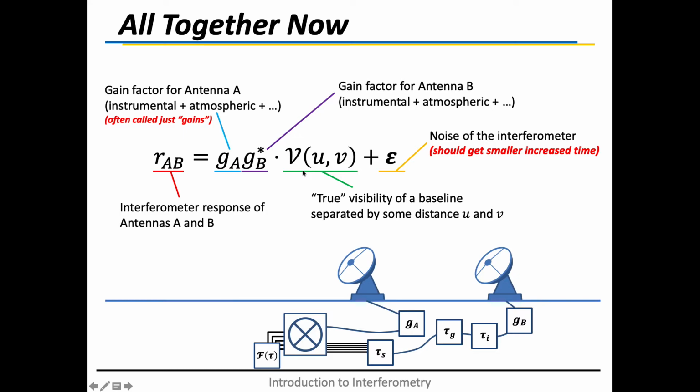That is, it's the Fourier transform of the sky given some position U and V, where U is the separation of two antennas in the horizontal direction, and V is the separation in the north-south direction. Plus epsilon. Epsilon is the noise of the interferometer, which we'll talk about in just a minute.